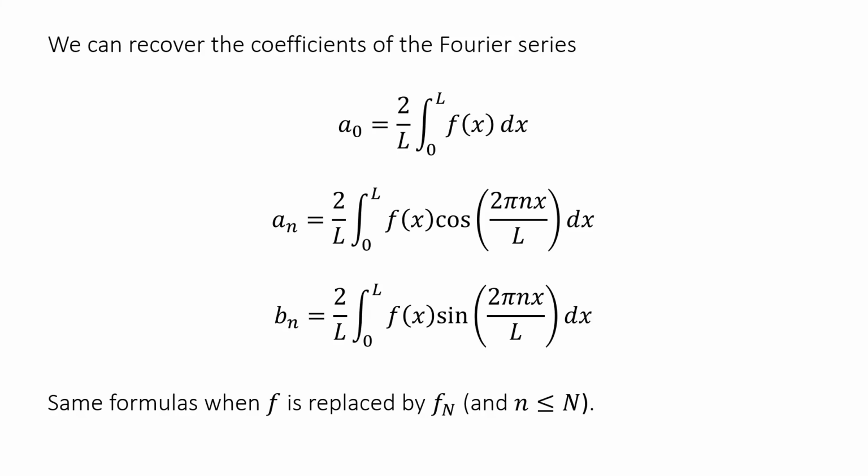And now to the terms for the Fourier sine and cosine modes. The coefficient an equals 2 over L times the integral from 0 to L of f of x times cosine 2 pi n x over L dx. And similarly, the coefficient bn equals 2 over L times the integral from 0 to L of f of x sine 2 pi n x over L dx. The same, by the way, is also true if the original function f is replaced by some partial sum f capital N, provided that the coefficient index n is less than or equal to capital N.